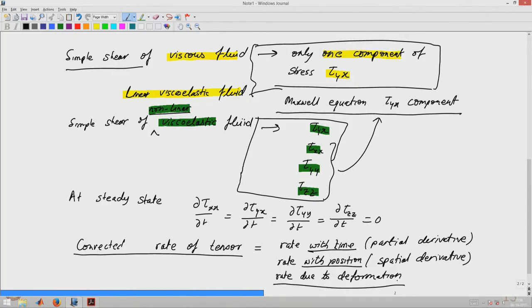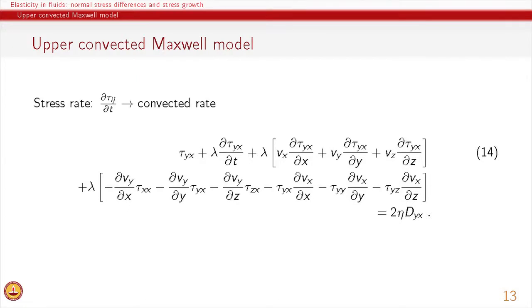So, that is the key characteristic of the convected rate, and that is what we will see in the example that we are looking at of simple shear. In case of simple shear, we are going to look at a steady state situation, in which case we will see that this term will fall out. We will also see that the spatial derivatives will not be there. However, this term, the overall convected rate which is due to deformation, will contribute additional terms.